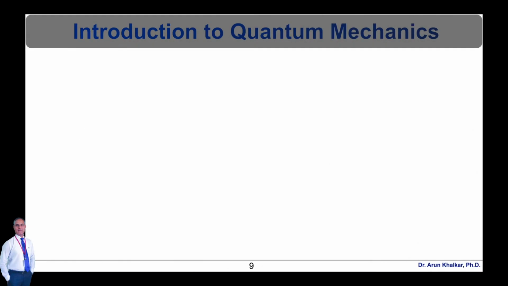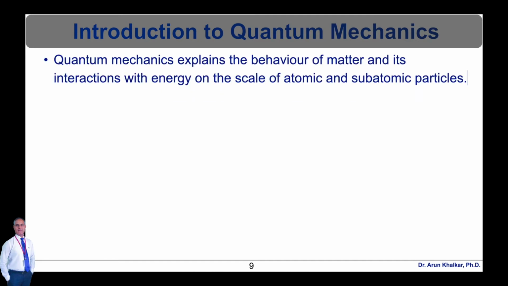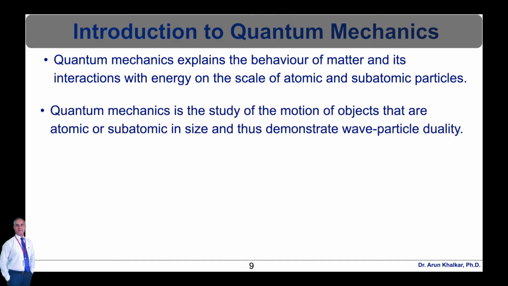The study of motion of large objects such as baseballs is called mechanics, or more specifically classical mechanics. Because of the quantum nature of the electron and other tiny particles moving at high speeds, classical mechanics is inadequate to accurately describe their motion. Quantum mechanics is the science of the very small. It explains the behavior of matter and its interactions with energy on the scale of atomic and subatomic particles. Quantum mechanics is the study of the motion of objects that are atomic or subatomic in size and thus demonstrate wave-particle duality. So this is the beauty of quantum mechanics.